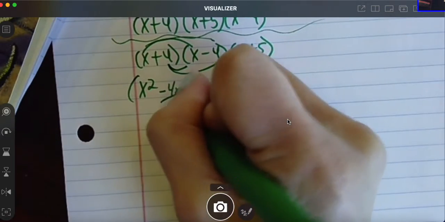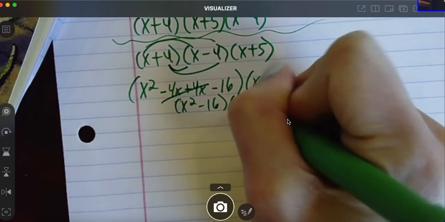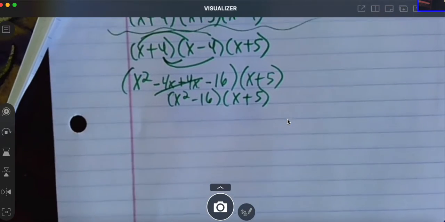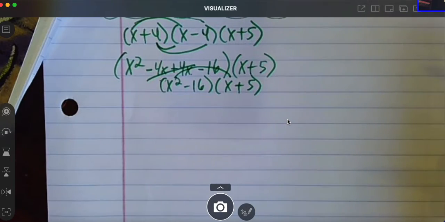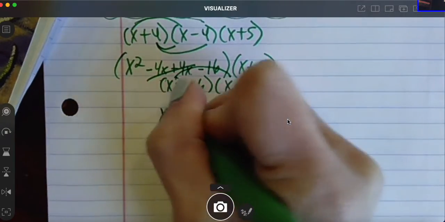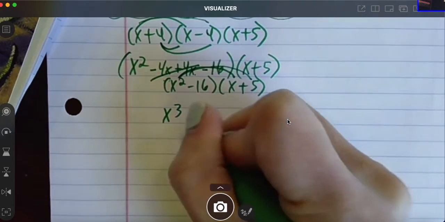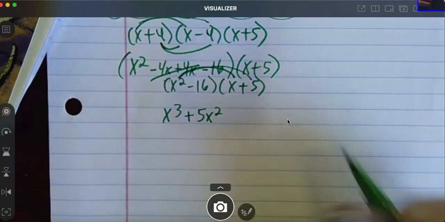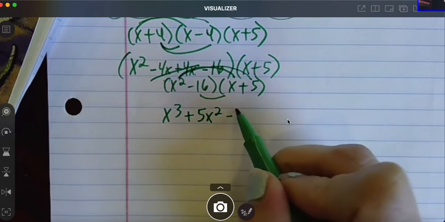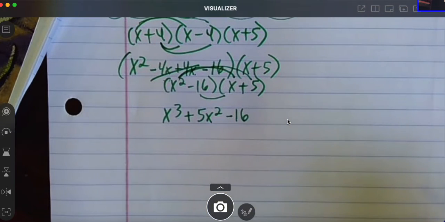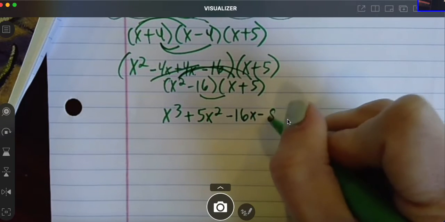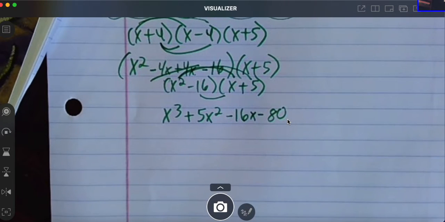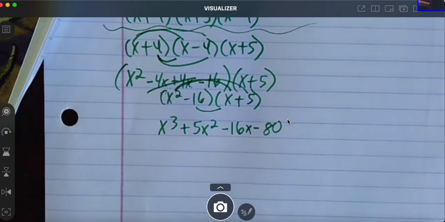Now I have x squared minus 16, I'm just rewriting the same thing, times x plus 5. What would I do to FOIL this out? Multiply my x squared times x, which is what? X to the third. My x squared times my 5, 5x squared. My negative 16x. And what's negative 16 times 5? Negative 80. Oh, I forgot my x, sorry. Negative 80. And that would be my answer. Wait, where'd you get negative 80? Negative 16 times 5.